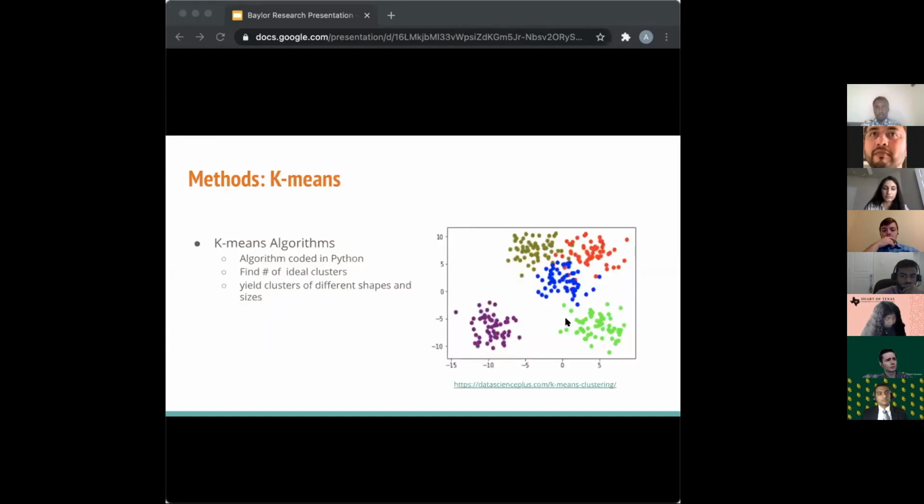A K-means algorithm was applied to the data obtained from UT Southwestern to determine the ideal number of clusters to classify the data. K-means specifies the number of clusters K, initializes centroids by shuffling the data set and then randomly selecting the K data points for the centroids without replacement, and then continues until there's no change to the centroids. An example of the output of K-means clustering is shown in the image to the right.